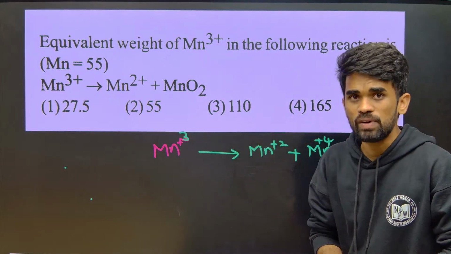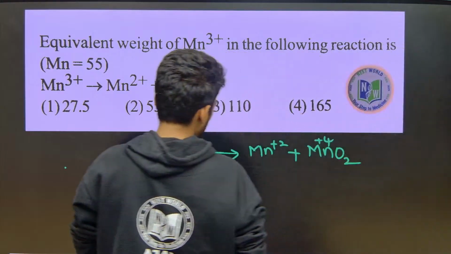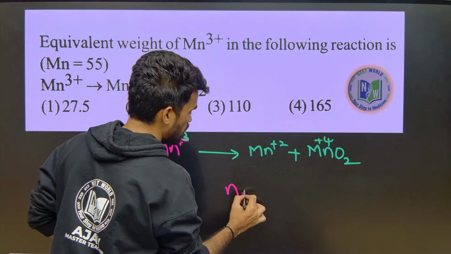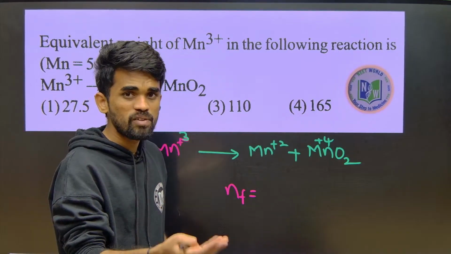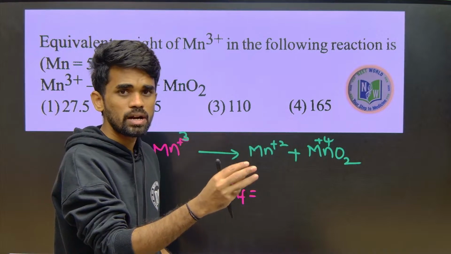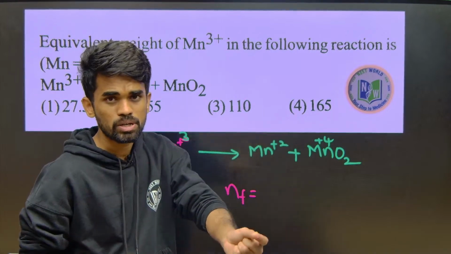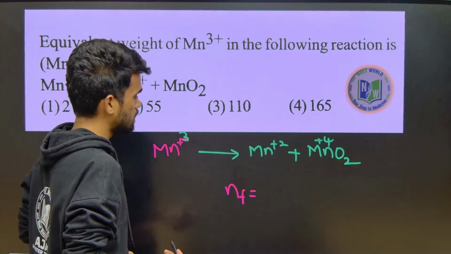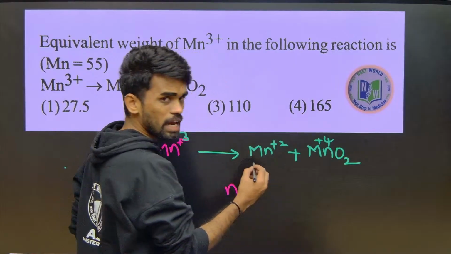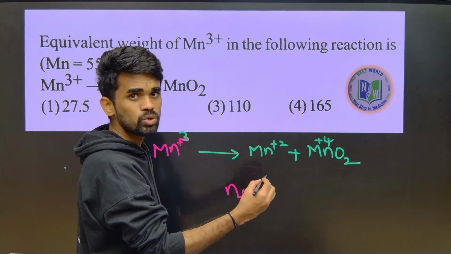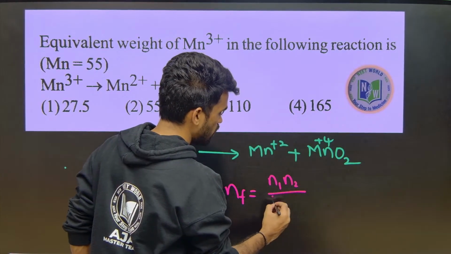Now, how can we find the N factor in these disproportionation reactions? So directly use the N factor. What is this N factor? It gives the number of electrons lost or gained in a particular redox reaction, or in a particular oxidation or reduction process. So here the N factor is considered as 1 by N1 plus 1 by N2, that will be considered as N1 into N2 by N1 plus N2.